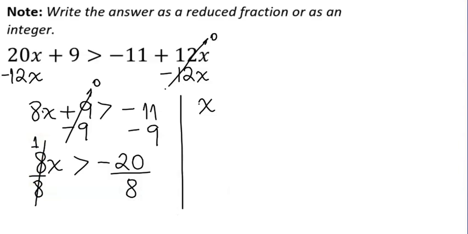Is this reduced? Now, what can I use here? What number to divide? 2 or 4? Can I use 4? Okay, I'm going to use the 4. So you have to find the greatest one. If you use the 2, you have to pay attention that you have to do the 2 again. Okay, x greater than negative 5 over 2. Okay? So on this one, they just want the answer. And that's it.